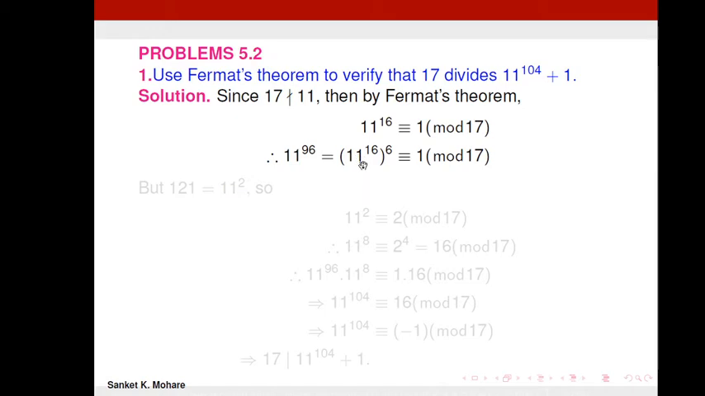So as 11 raised to 16 is congruent to 1 modulo 17, this implies 11 raised to 96 is equal to 11 raised to 16 to the power 6. So the value of this is 1. 1 to the power 6 is 1. So finally 11 raised to 96 is congruent to 1 modulo 17. Why are we calculating power 96? Because we need here 11 to the power 104.